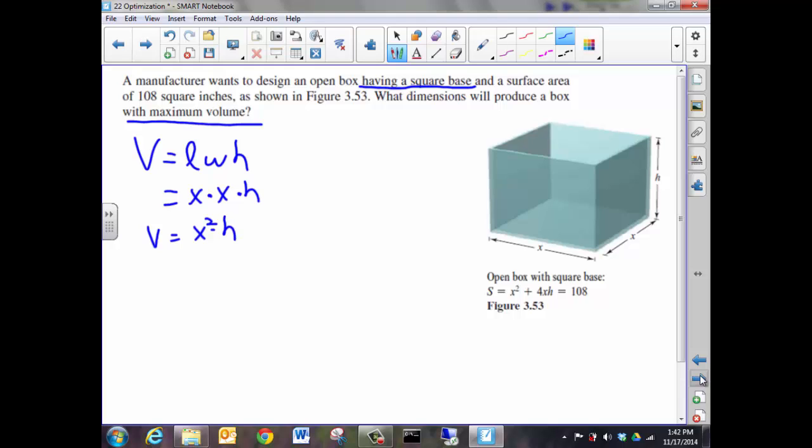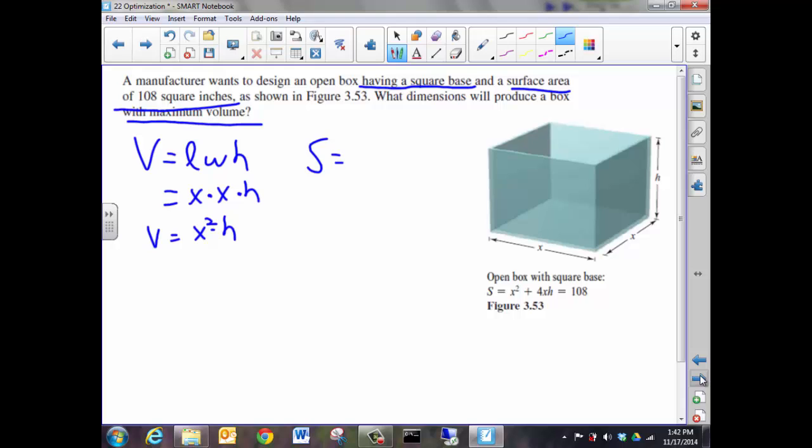Now again, we want to maximize that so we could take the derivative, set it equal to 0. The difficulty with that is we've got two variables over there, and we don't like that. So we need to go back and find a constraint. What does it say? The surface area is 108 square inches. Well, what does surface area mean? The sides. How many sides do we have to this box? 5. Why don't we have 6? It's an open box. So the surface area is the area of the 5 sides.